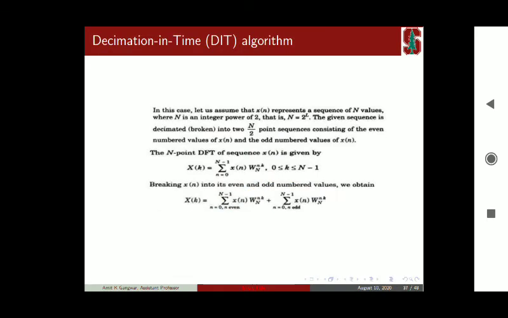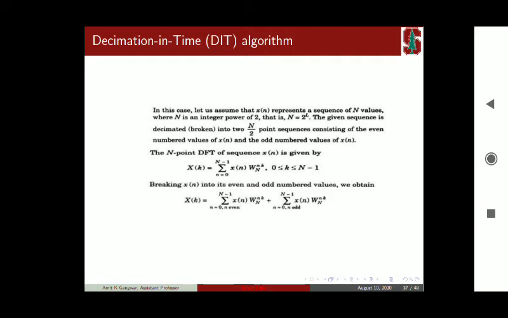Now we will write the mathematical expression of how this algorithm works. In the coming two to three slides, we will derive the mathematical expression of how to compute the DFT using the DIT algorithm. First, let x(n) be a sequence of N values, where N is an integer power of 2. Suppose N is equal to 2 to the power v.